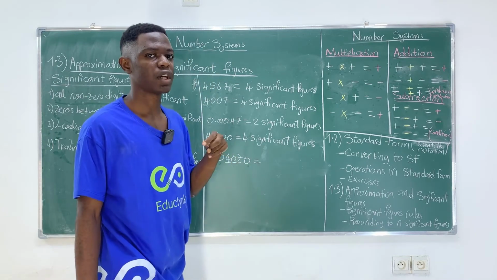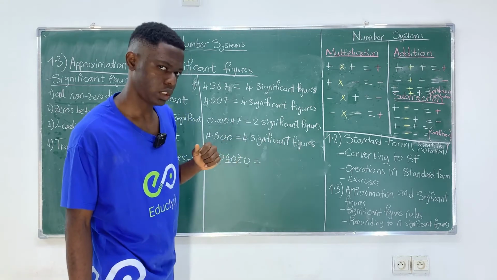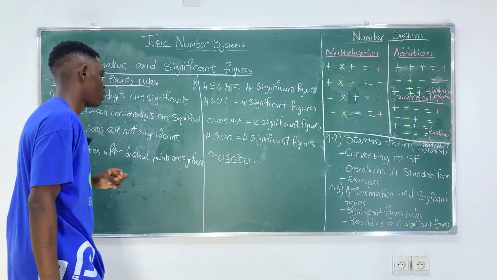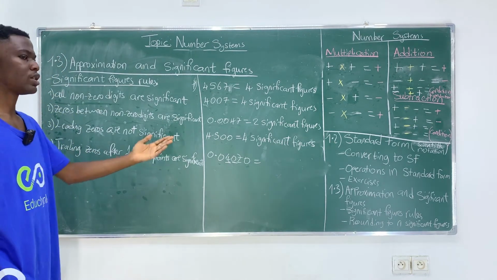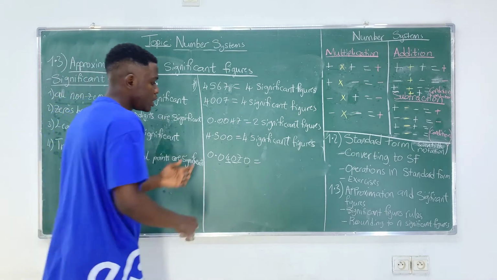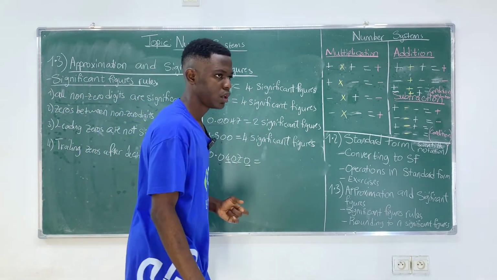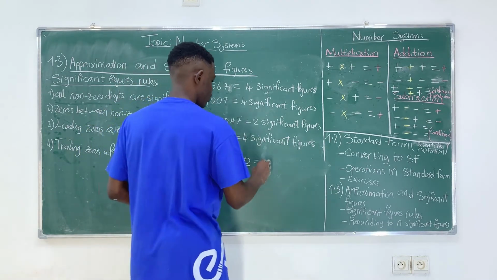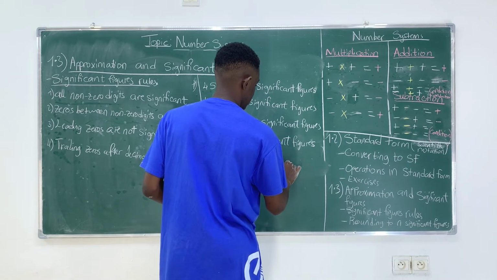Is this 0 a significant value? Yes or no? Yes, it is. Why is this 0 a significant value? You see, trailing zeros after a decimal point are significant. So trailing zeros mean the last zeros after a decimal point. They are significant values. So here you have 4 significant values.